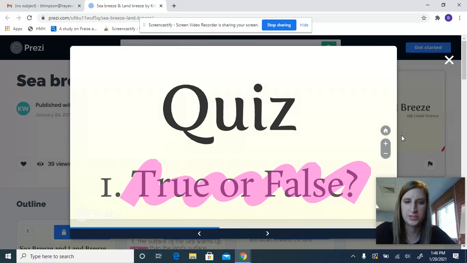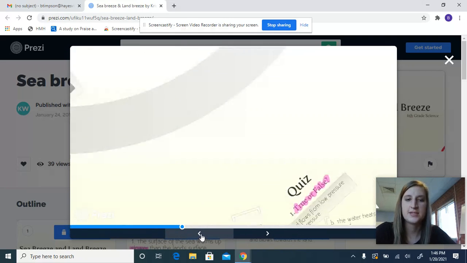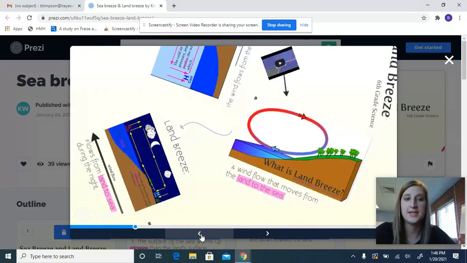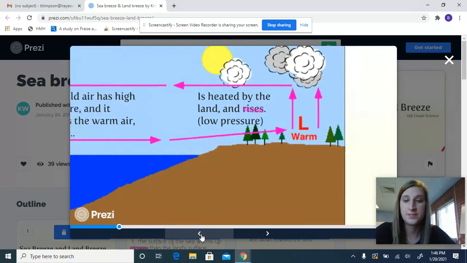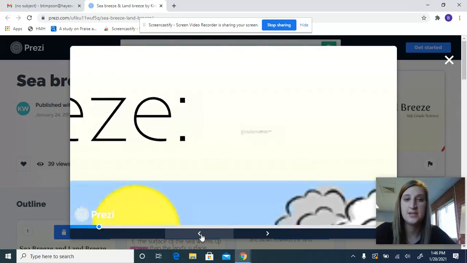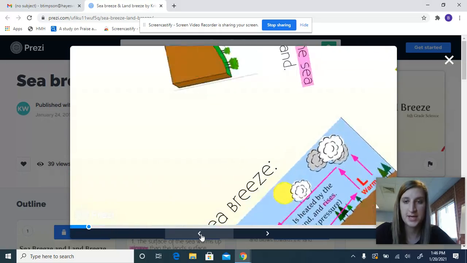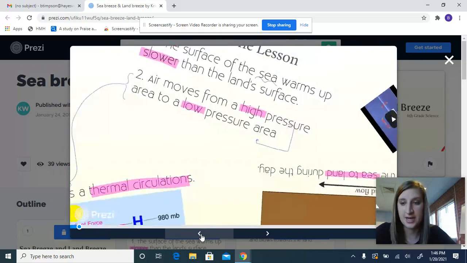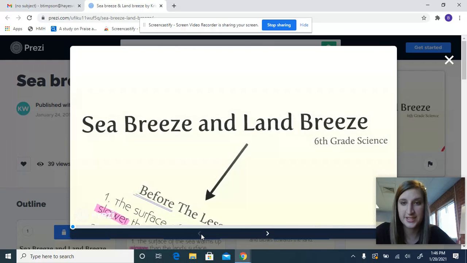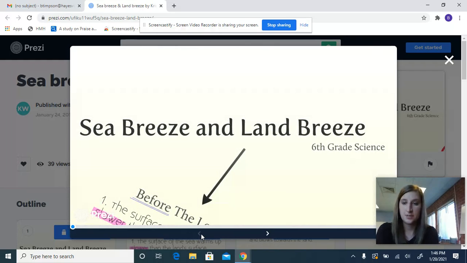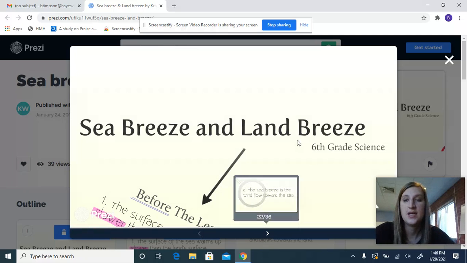So we're going to skip this quiz portion. But the biggest thing to remember is land breezes go from land to sea. Sea breezes go from sea to land. Land breezes occur at night. Sea breezes occur during the day. Why do they occur? Because of unequal temperatures between the land and the sea.